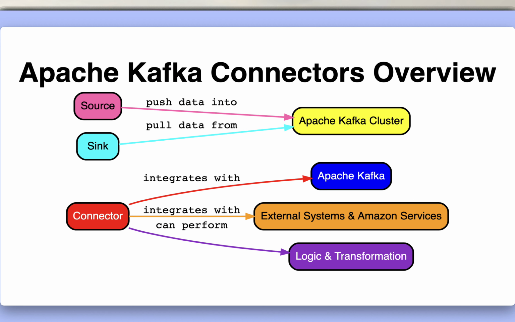Connectors in Apache Kafka. 1. Definition. A connector integrates various external systems and Amazon services with Apache Kafka. They function by continuously copying streaming data either from a data source into the Apache Kafka cluster or from the cluster to a data sink. 2. Data source and sink. Source connectors pull data from a source, pushing it into the cluster. In contrast, sink connectors extract data from the cluster, directing it into a data sink. 3. Logic and transformation. Connectors can perform lightweight operations such as transforming the data, converting its format, or filtering it before it reaches its destination.